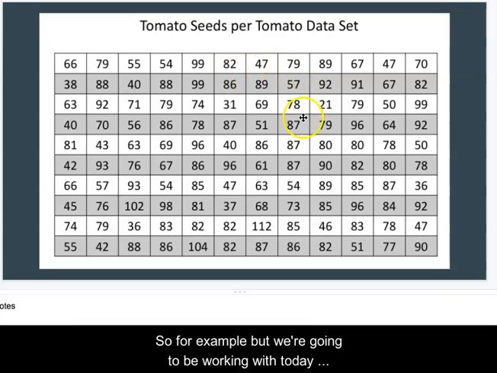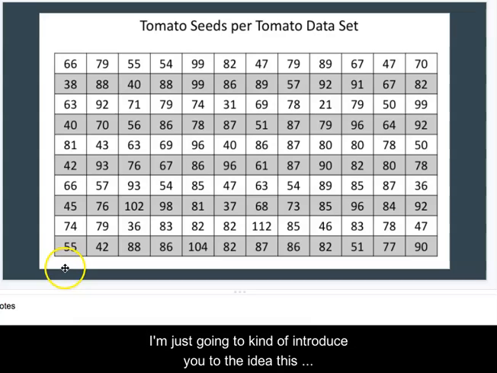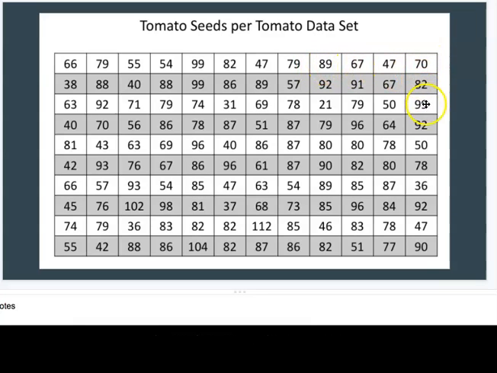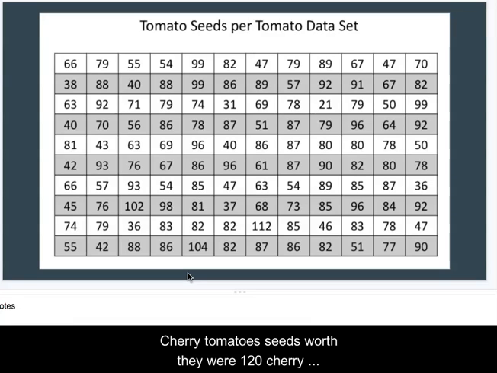So for example, what we're going to be working with today, I'm just going to introduce you to the idea. This is our data set. There were 120 cherry tomatoes that were dissected and their seeds counted, and that number is represented here.